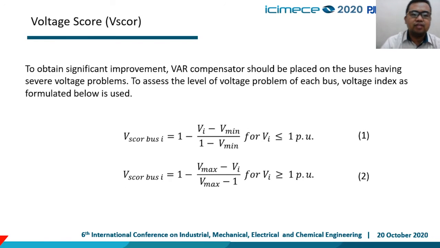First parameter, voltage score. To obtain significant improvement, VAR compensator should be placed on the buses having severe voltage problem. To assess the level of voltage problem of each bus, to determine the voltage index, we use equation 1 and equation 2.